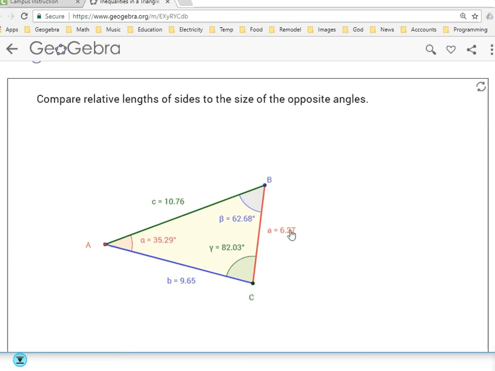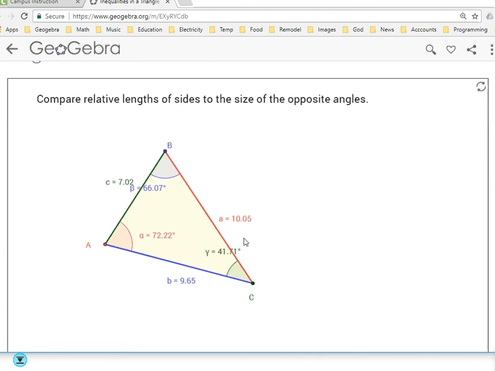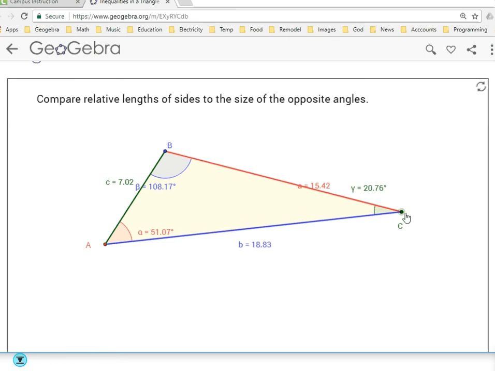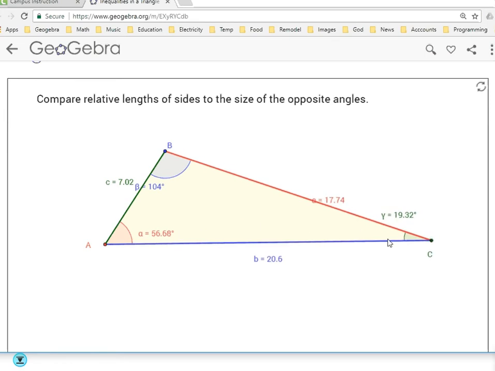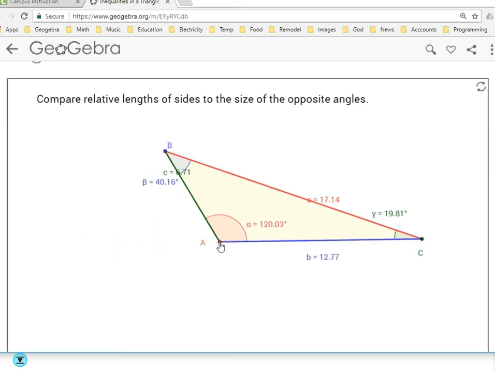Now, if you look at the angles, the same is true. Angle C right here is the biggest angle, 82 degrees. Angle B is the next biggest angle, which is opposite the next biggest side. And the smallest angle is opposite the smallest side. No matter how you play around with this, we can change this around and make A the biggest. When A becomes the biggest, oh no, it's not the biggest right now. Let's make B smaller. There we go. Then it becomes the biggest angle as well.